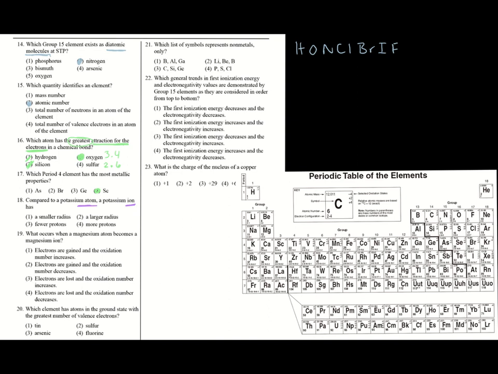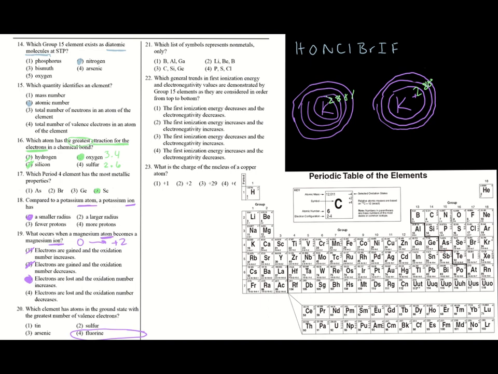Alright, then we're going to bust out 21 and 22 and 23 on the same page. So 21. Which list of symbols represents non-metals only? So we're looking at things that are completely on the right side here. And we could cross off choice 2 because we have metals in there. Choice 1 also has a metal. Aluminum's a metal, guys. Choice 3, carbon is a non-metal. Silicon's a metalloid, and so is GE, germanium. So that's not it. It's got to be choice 4. Phosphorus, sulfur, and chlorine are all non-metals.